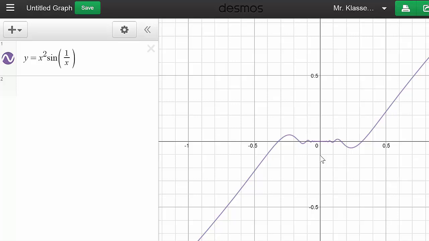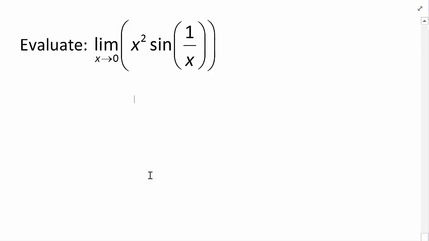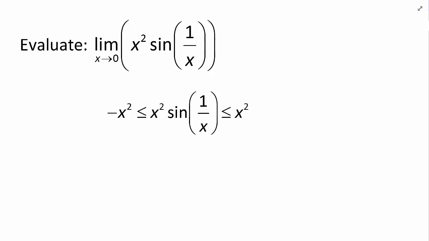So I'd like to have something a little bit more substantive than simply pointing to this picture and going, I think it's 0. So let's consider what we know about x squared times sine of 1 over x. We know the values of sine theta always go between -1 and 1. So the function y equals negative x squared must always be less than or equal to our given function. And likewise, y equals x squared must be greater than or equal to our function.